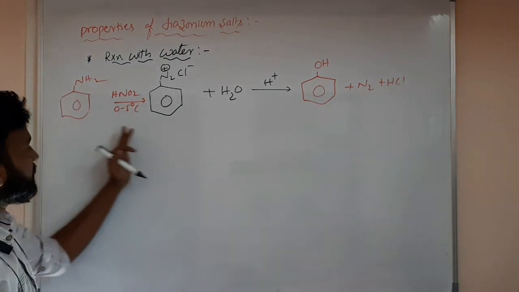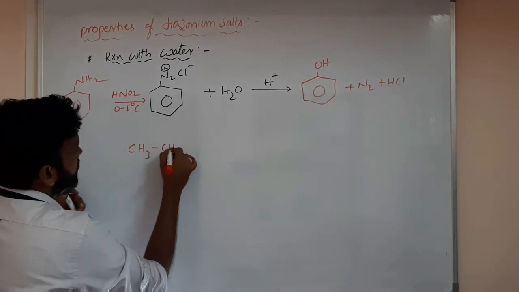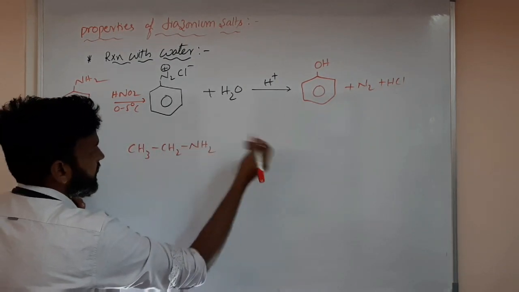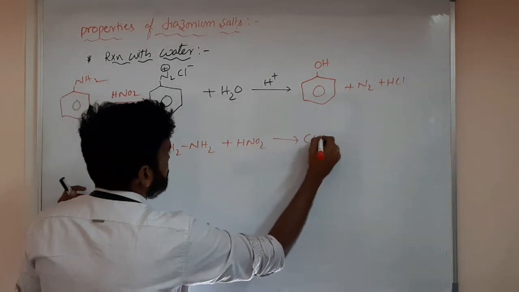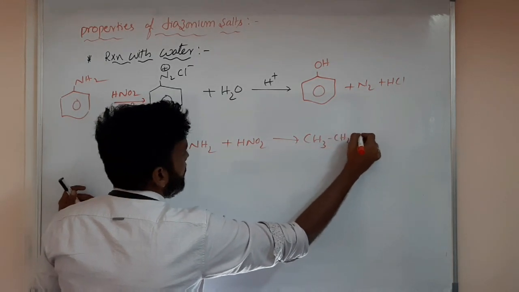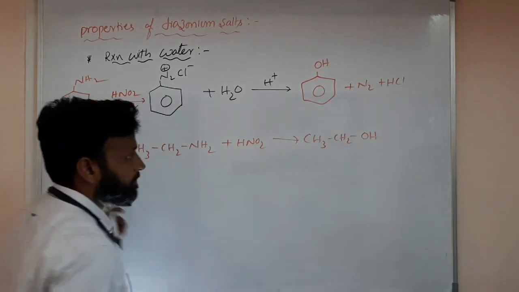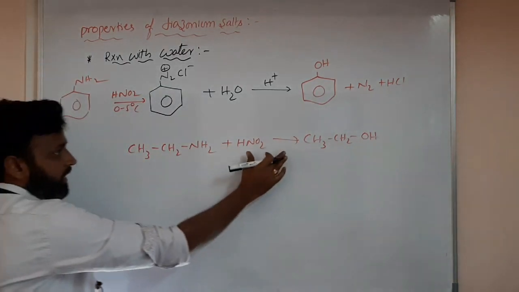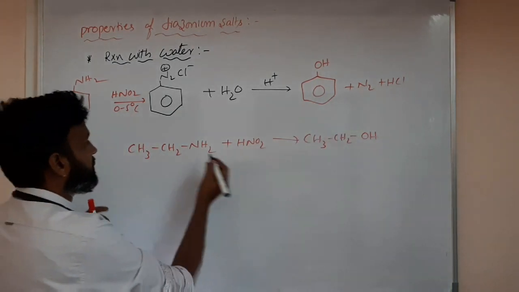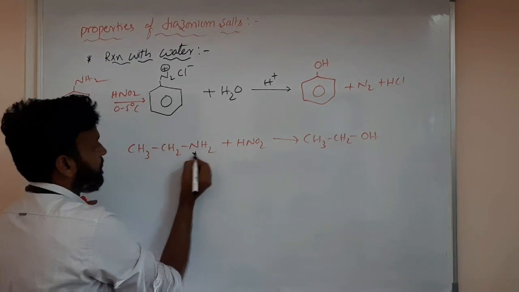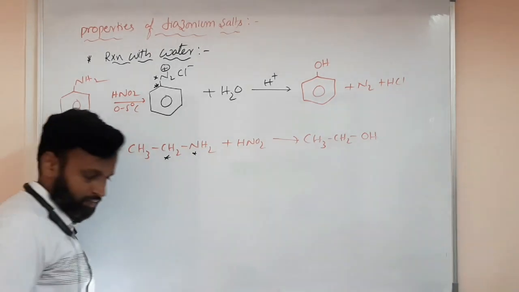But if ethanol is given, CH3CH2NH2, the diazonium salt automatically converts when reacting with HNO2, and you get CH3CH2OH. Here also the diazonium salt will come, but it automatically converts easily, because there is single bond character between these two. But here these have a double bond character, so it is difficult.